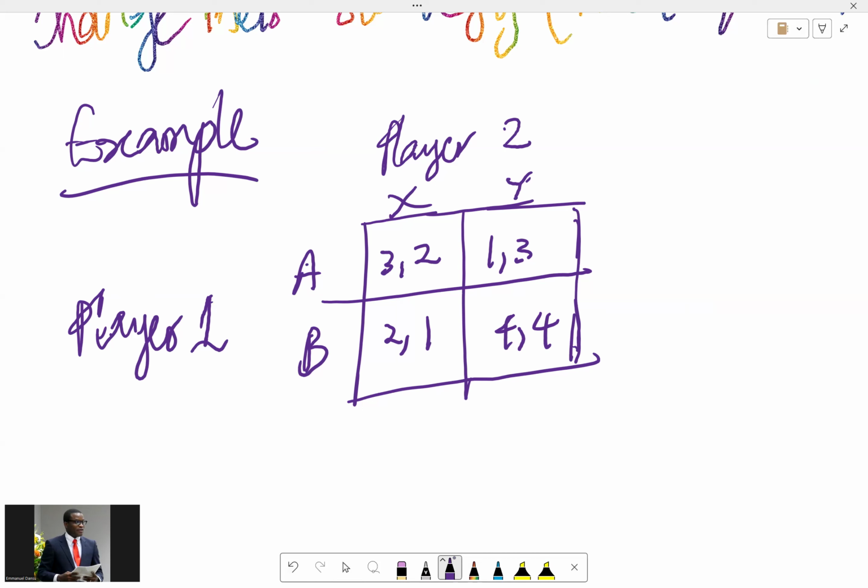For when player A plays strategy A and player two plays strategy Y, player one gains one and player two gains three, and so on and so forth. So that is why it is a non-zero sum game. Player one can choose strategy A or B, and player two can choose strategy X or Y.